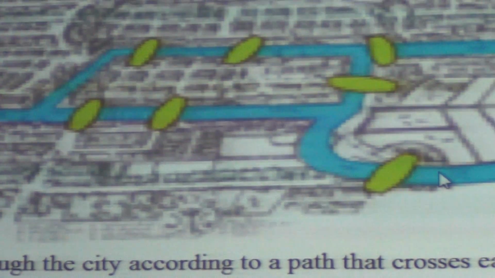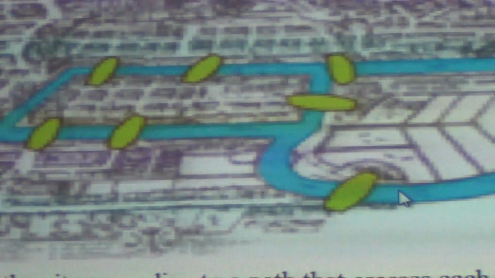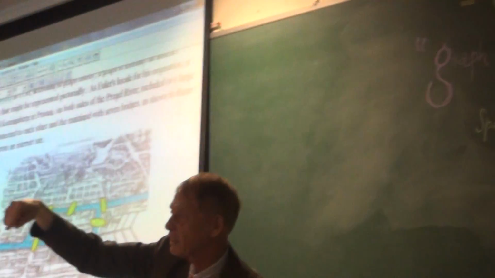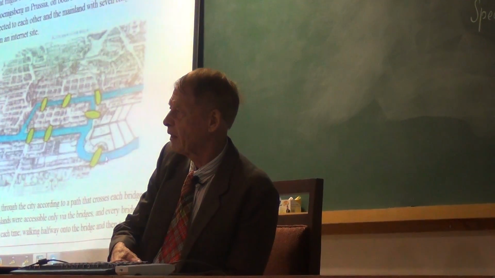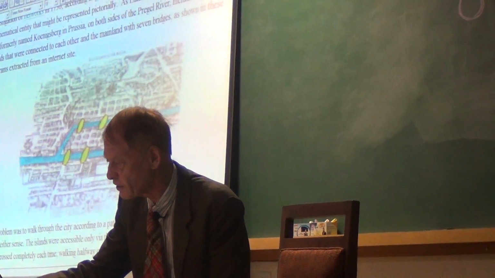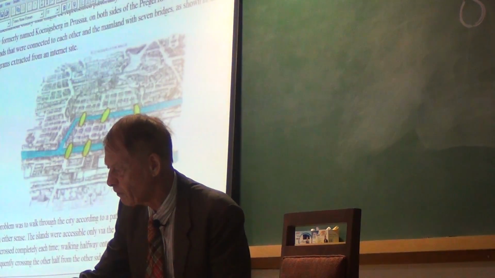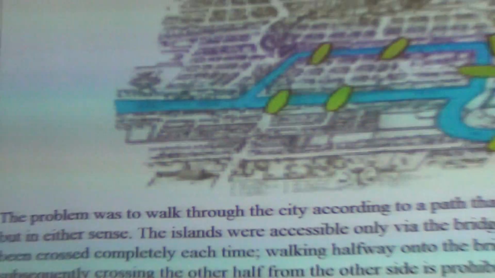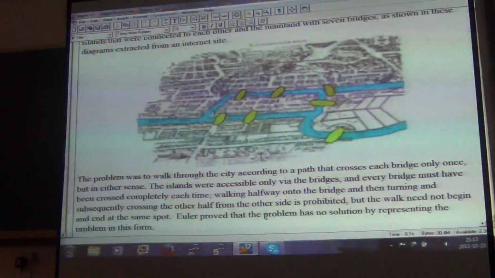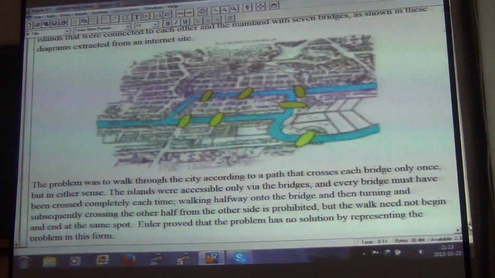And the question that arose was, could one begin walking at a certain point in the town and cross all the bridges in one direction only and come back to the same point? And so this was debated by the people who had time to debate those things. And there was a famous mathematician called Leonhard Euler. The E in Euler is the same E that you use for the exponential function. He proved that the problem has no solution by representing the problem in this form.